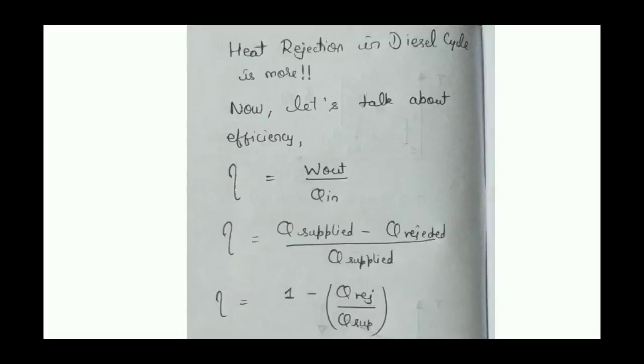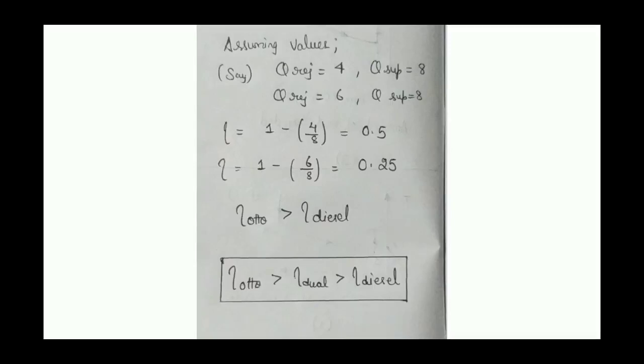So now let's talk about the efficiency. Efficiency is given by work output divided by heat input. From the first law we saw work output is Q supplied minus Q rejected, divided by Q supplied, that is heat input, right? So efficiency is equal to 1 minus Q rejected by Q supplied. Let's assume some values and check which is more efficient. In the first case, I've taken heat rejected as 4 and heat supplied as 8, and Q rejected is 6 and Q supplied is 8 in the second case. Q supplied is the same in both cases because heat addition is the same in this condition, and the compression ratio as well. Efficiency in the first case is 1 minus 4 by 8, which is 0.5, and in the second case it is 1 minus 6 by 8, which is 0.25. So clearly we can see that an increase in the area of heat rejection decreases the efficiency.